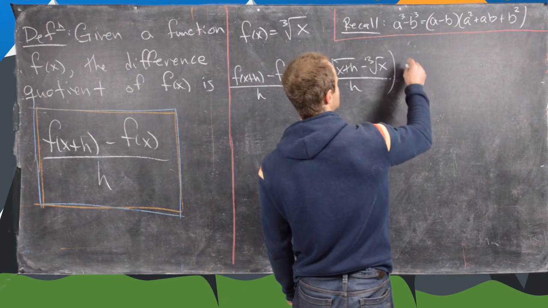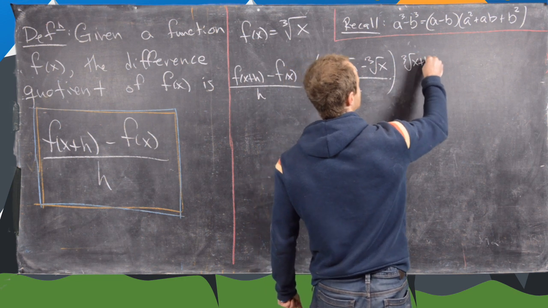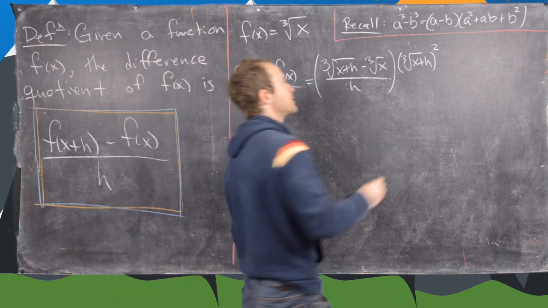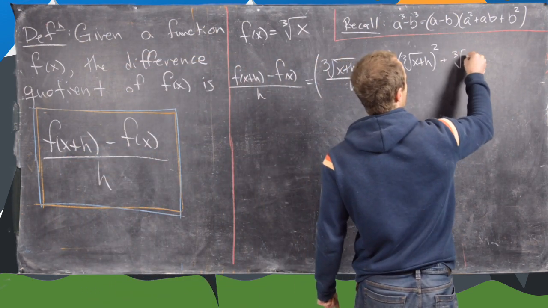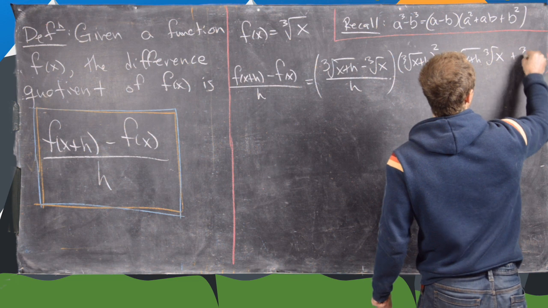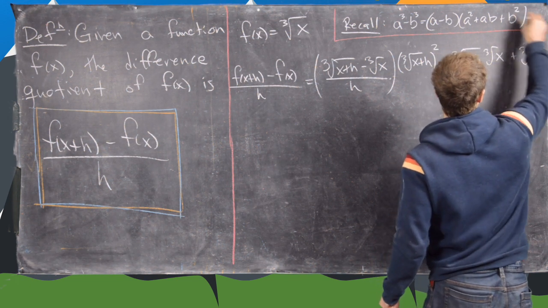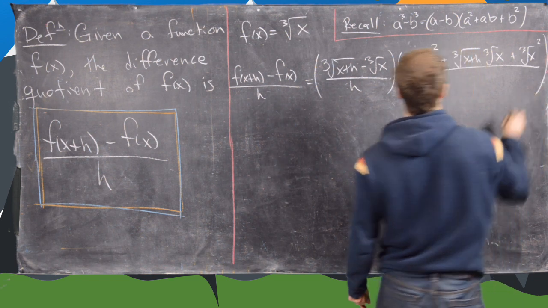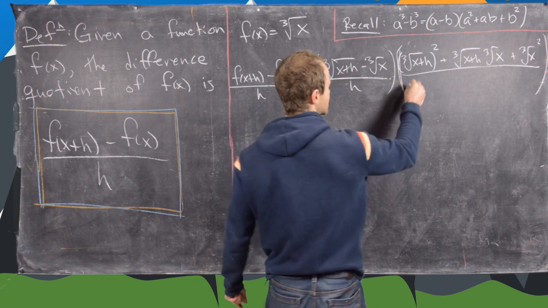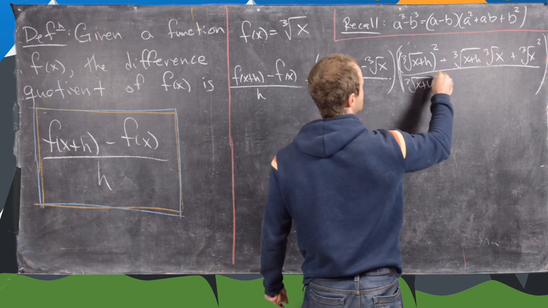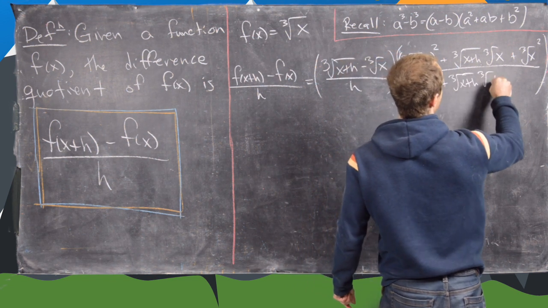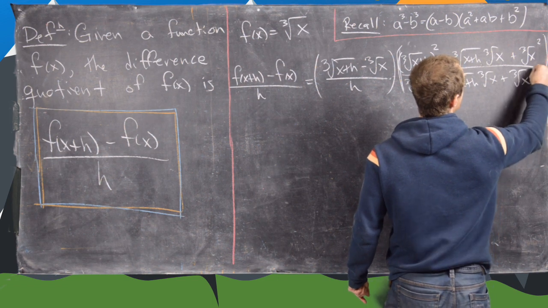So we're going to multiply this by the cube root of x plus h squared. So notice that would be like a squared, plus the cube root of x plus h times the cube root of x, that would be like a times b, plus the cube root of x squared, that would be like b squared. And we're going to do that in the numerator and in the denominator. So the cube root of x plus h all squared plus the cube root of x plus h times the cube root of x plus the cube root of x all squared.